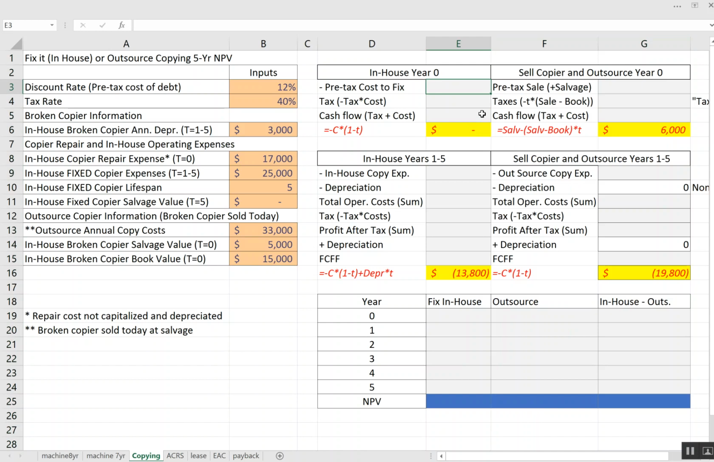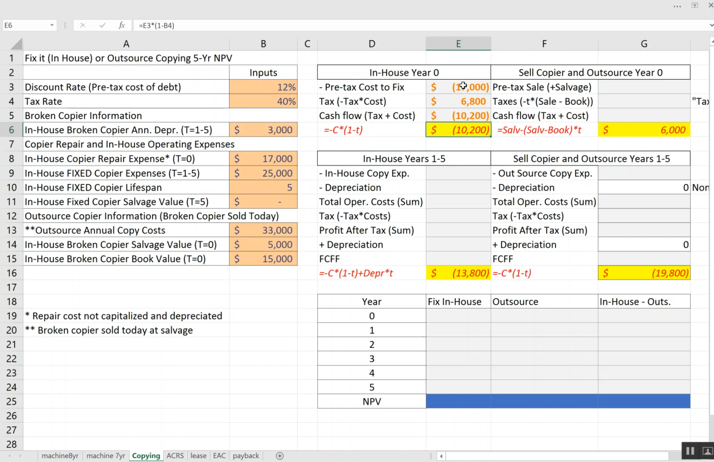Now, if we want to fix the copier, the cost is going to be $17,000 to fix our current copier. If I subtract my tax rate times that expense, that expense actually creates a tax shield. In other words, the after-tax cost of that is simply 17,000 times 1 minus the tax rate, or 10,200. I could have rewritten that in a shortcut manner, minus the cost times 1 minus tax.